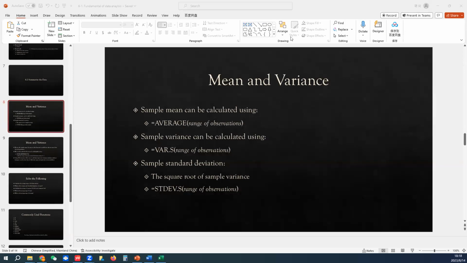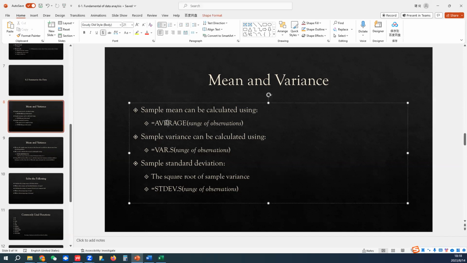So for data, it is summarized. If we were to use any feature to summarize the data, first it's summarized by its average. So how do we calculate average? Just equal to the average function.